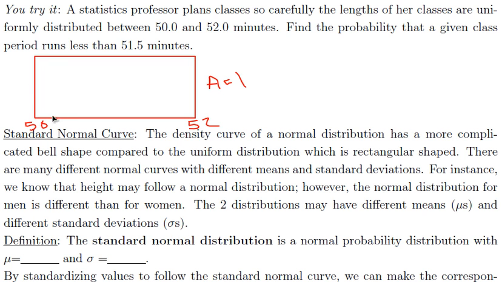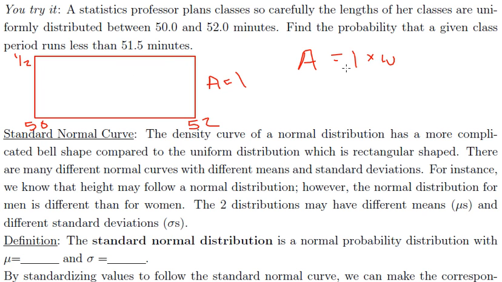Okay, so the area is equal to 1, and I also know that area is equal to length times width. Well, then what's the height of this rectangle? Well, it has to equal 1 for the area, and the length is equal to 2, so the height has to be equal to 1/2. So the area now is equal to 1.